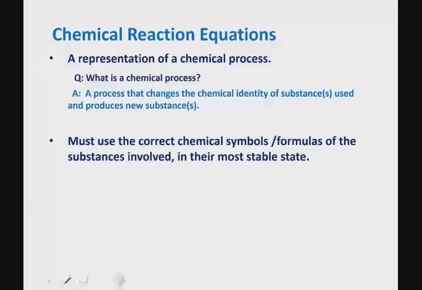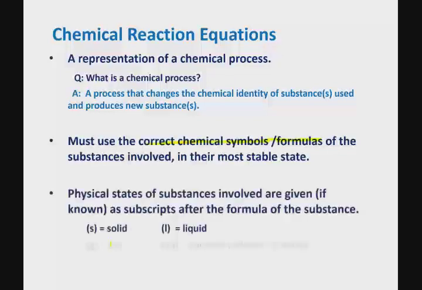Now this next point is extremely important. Whenever we write chemical equations, we must use the correct chemical symbols or formulas of the substances. So it is very important for you to know the correct procedures for writing chemical formulas of elements and or compounds that are participating in a chemical process in their most stable state. So please, if you do not remember those or you're not sure about how to do that, you need to go back to the chapters that dealt with these topics and learn this before you go on.